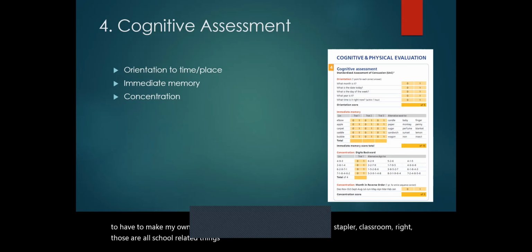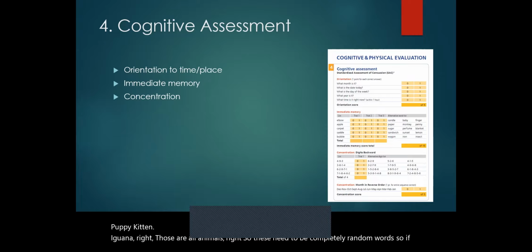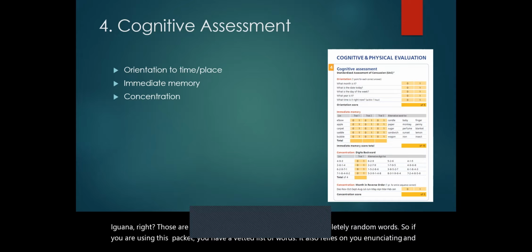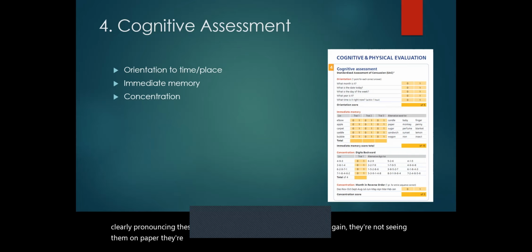Or if I say puppy, kitten, iguana, right? Those are all animals, right? So these need to be completely random words. So if you are using this SCAT packet, you have a vetted list of words. It also relies on you enunciating and clearly pronouncing these words when you say them to the athlete. Again, they're not seeing them on paper, they're only hearing you say them.